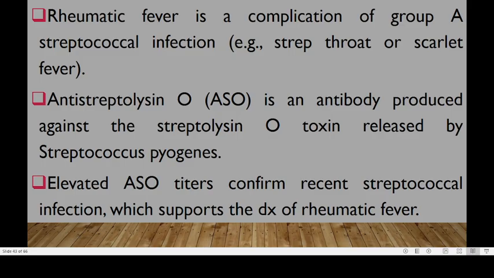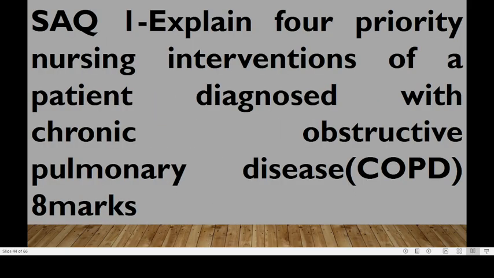So rheumatic fever is a complication of group A streptococcus infections, e.g. strep throat or scarlet fever. Anti-streptolysin O, abbreviated as ASO, is an antibody produced against streptolysin, a toxin released by Streptococcus pyogenes. So elevated antistreptolysin titers confirm the recent streptococcal infection, which supports the diagnosis of rheumatic fever.